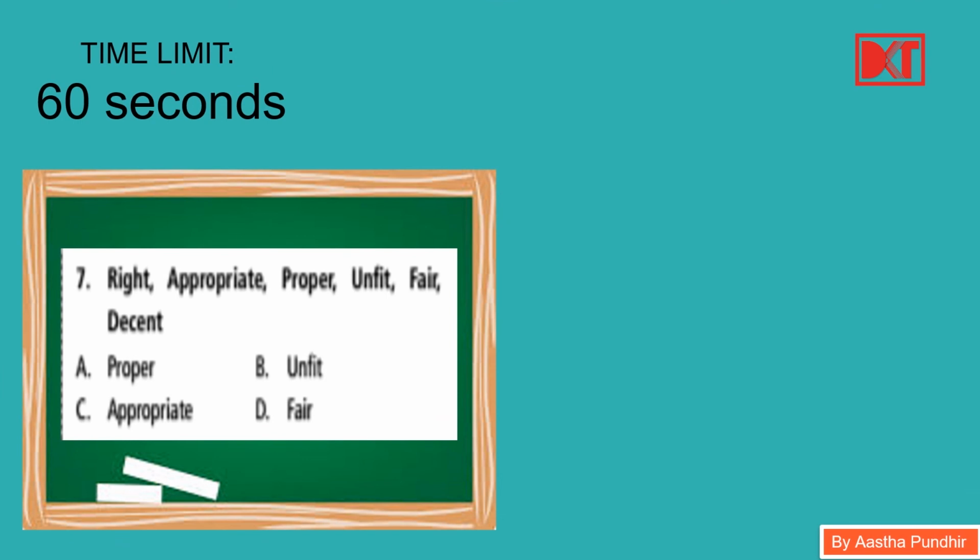Okay, so the next category says right, appropriate, proper, unfit, fair, decent. Here again, the odd one out is unfit. Okay, so the words like right, appropriate, proper, and fair and decent, they refer to something or someone that is valid and something that is okay, whereas unfit refers to something that is not okay. In the sense, if I say you are unfit for this job, which means you do not fulfill the criteria and you are not correct for this job.